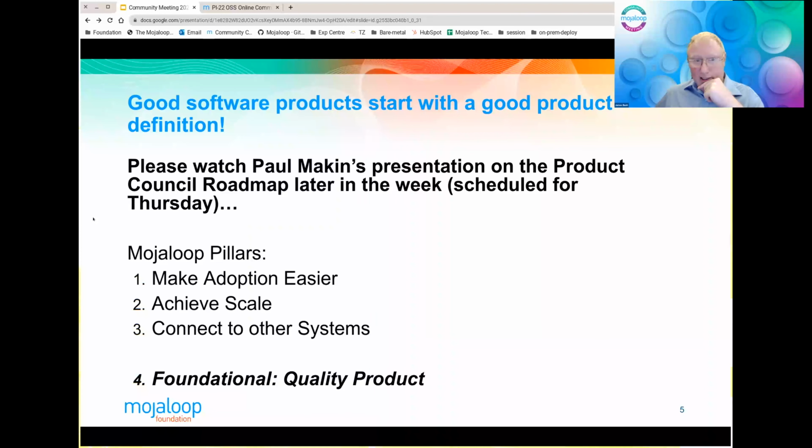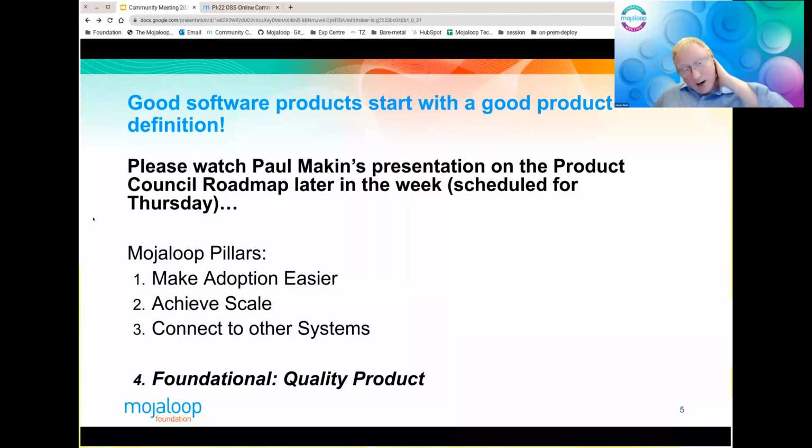Paul is going to give a presentation later in the week, currently scheduled for Thursday. I would encourage you all to pay a good deal of attention to Paul's presentation. He's going to talk about some very important things in terms of defining the product and making sure it fits well with what our adopters are asking for, what they need in their markets.